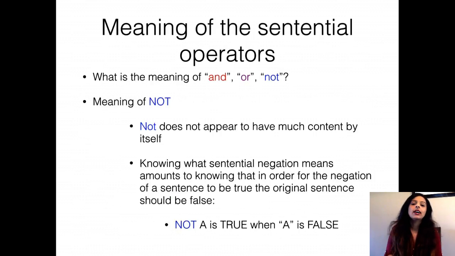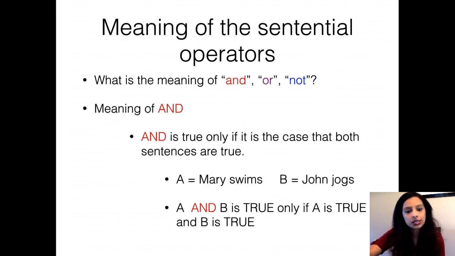Now, the meaning of these individual sentence operators is what we are going to look at. And I'm going to color code this for the rest of the video. So blue is always going to be negation, red is always going to be and, and purple is always going to be or. We'll start with negation. When you look at negation, the not, you can see that the not itself does not appear to have a lot of content, right? Not always attaches to another sentence, and that's really when you get the meaning difference.